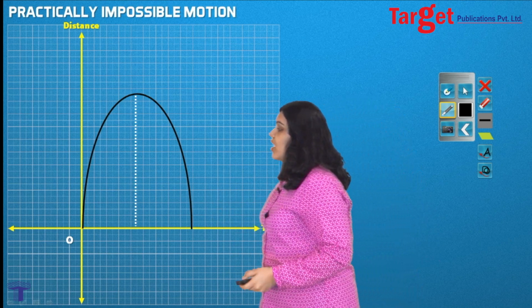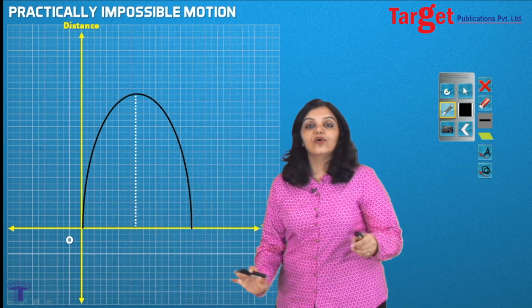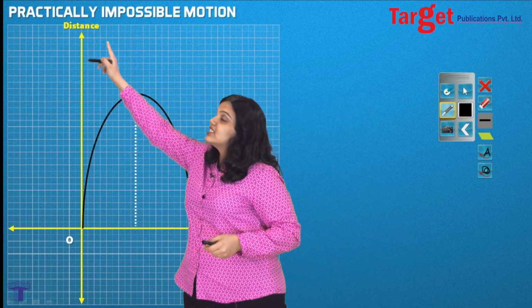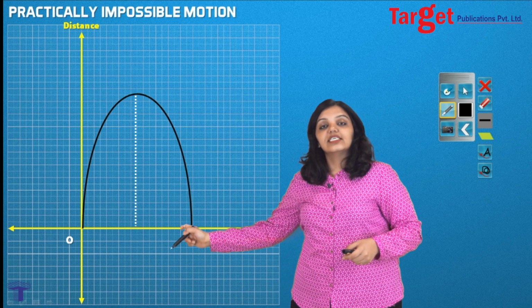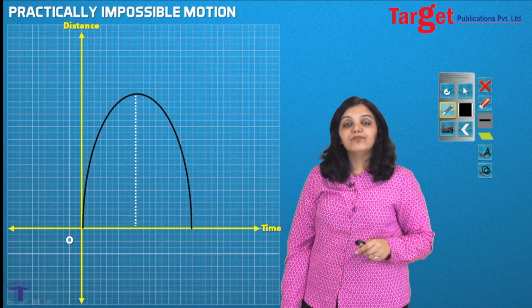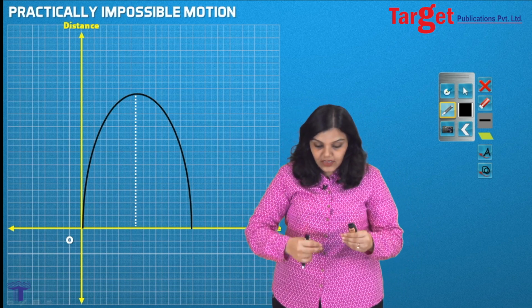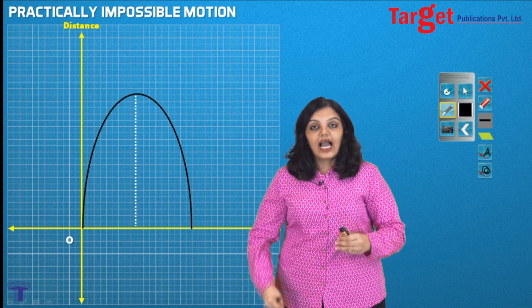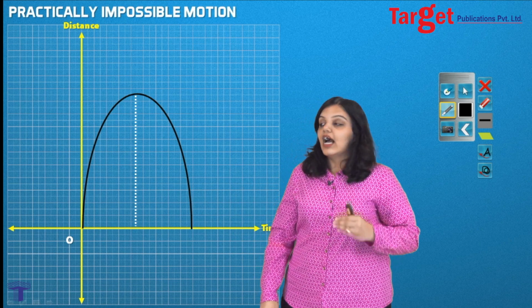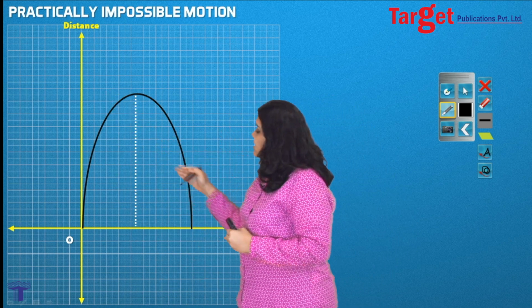This is an impossible graph because if you take a closer look, you will see that I have no longer plotted position versus time. I'm talking about distance versus time. So this graph is impossible when it is a distance time graph. And why is it impossible? Because distance is the length of the actual path covered. And as long as a body is moving, that length will keep on increasing. And therefore, you can't have distance decreasing with time.